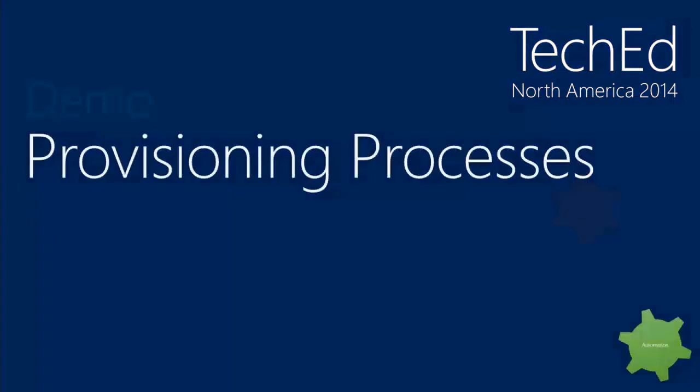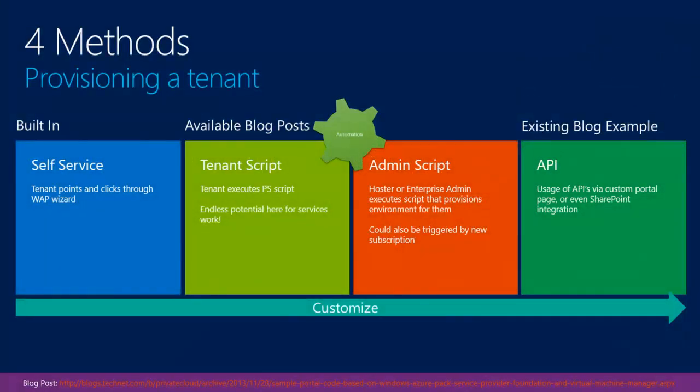So here we are at the provisioning process options, and this is sort of where I live and spend most of my time. As we see it, there are, let's say at least, so I don't want to be definitive, four methods of provisioning a tenant. There's the built-in self-service where you point and click and grab VM roles and all that. There's the tenant script and the admin script that I've built and put up on the blog. Those are available now, and I'll show you all about that in the next demo section. As it says there, it's available in a blog post, and this is the automation section.